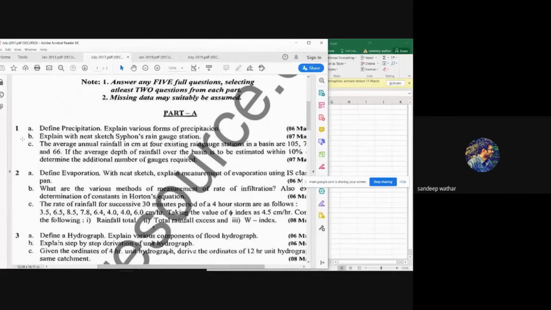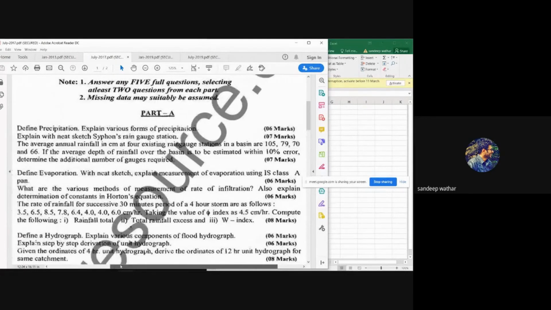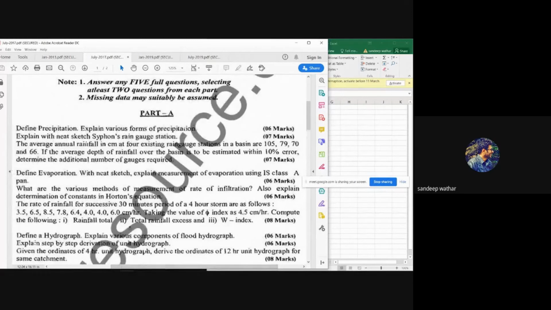So this is the first question, part C. Let's read the question. What is given to you? The average annual rainfall in centimeters at four existing rain gauge stations in the basin are 105, 79, 70, and 66. So four rain gauge stations are there, and we have the average annual rainfall for each of those basins, which is 105, 79, 70, 66.